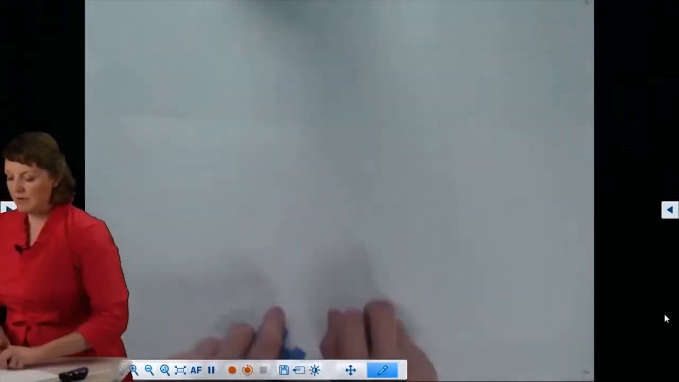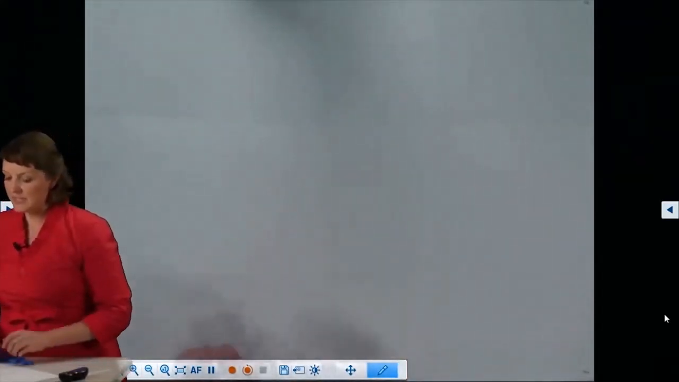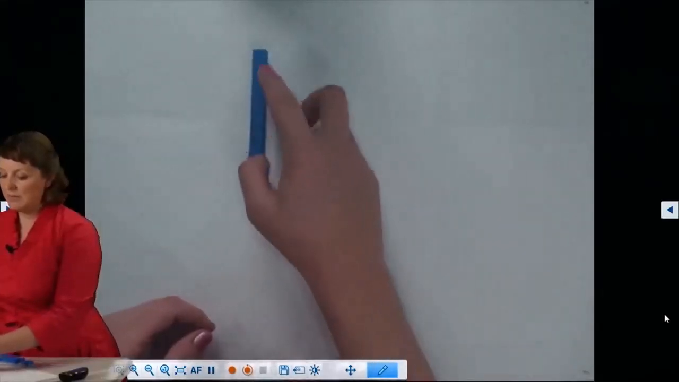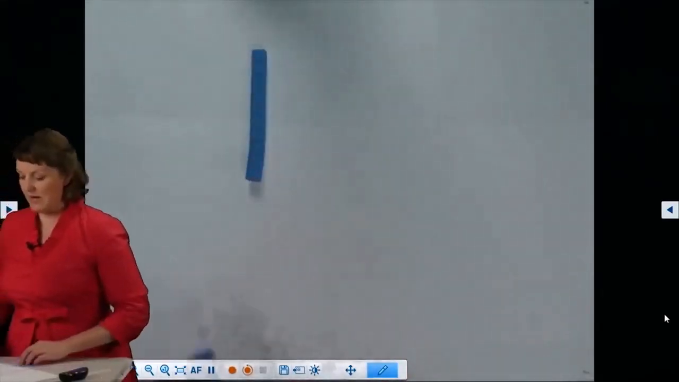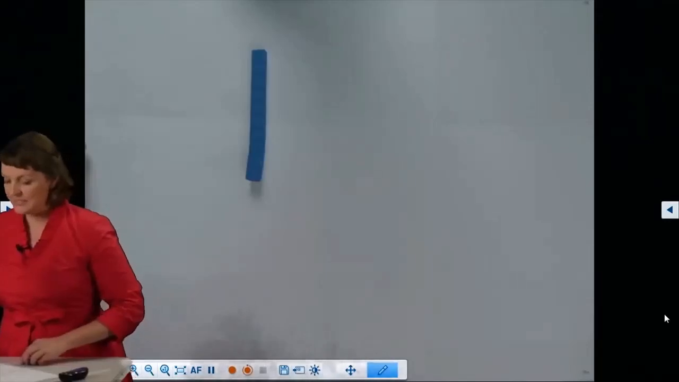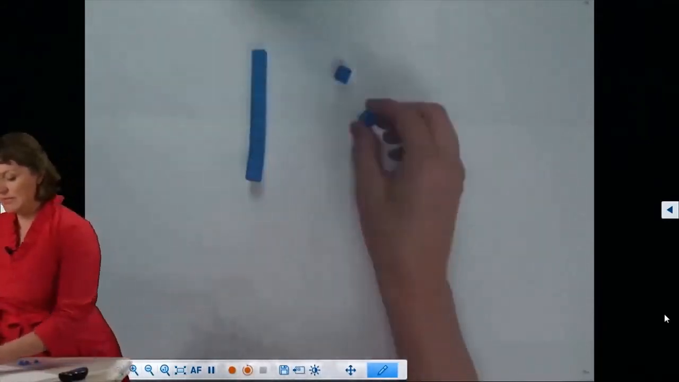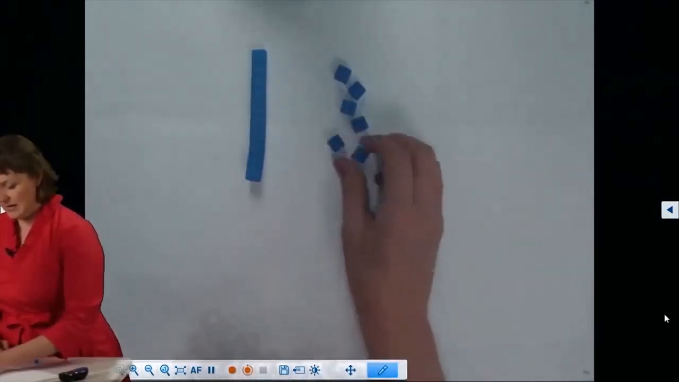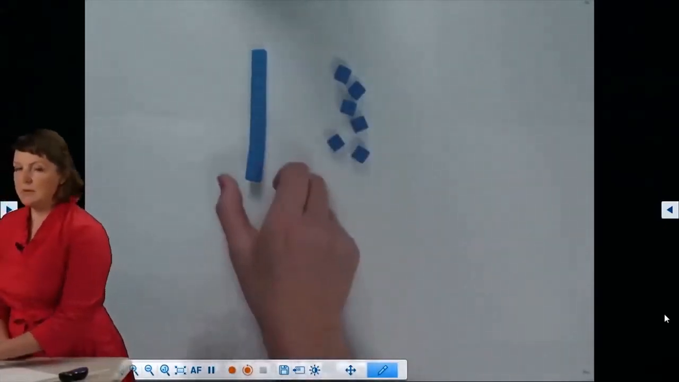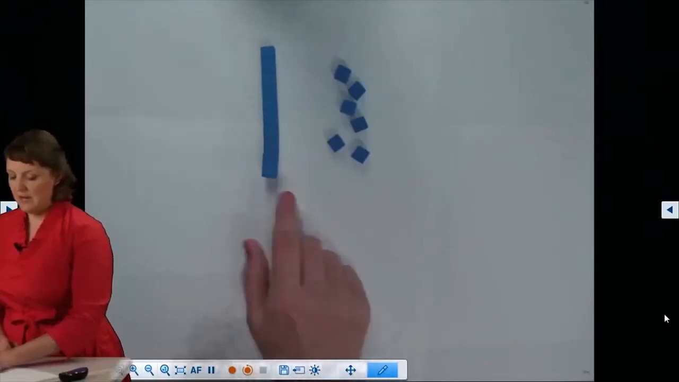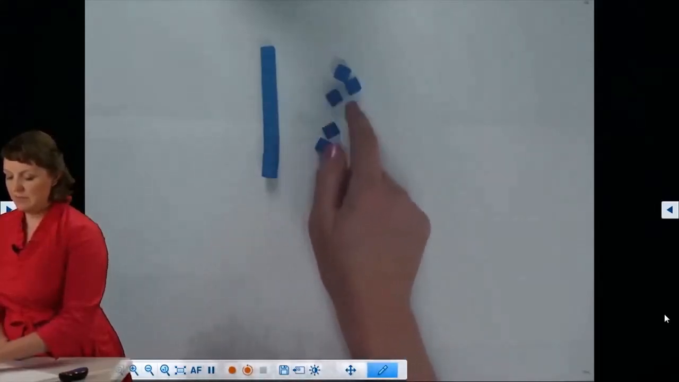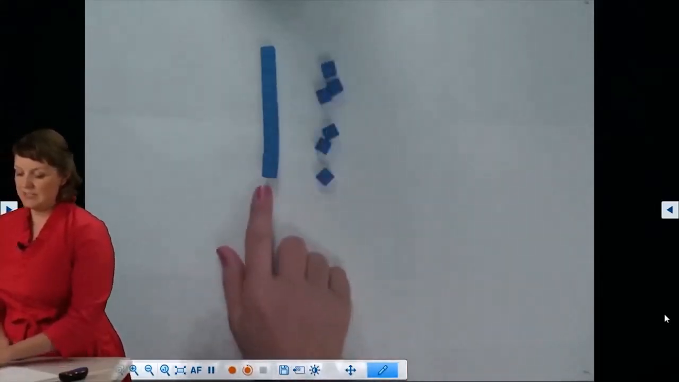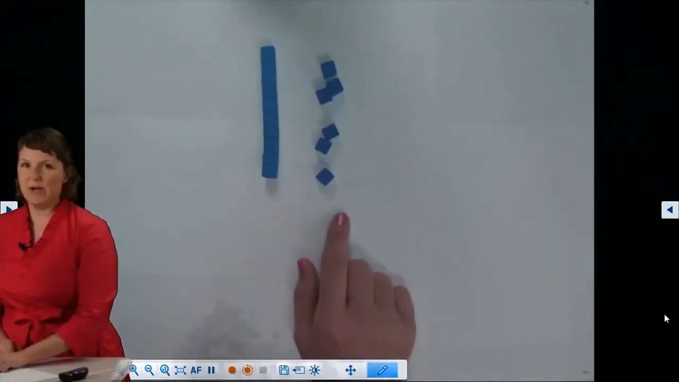So let's go back to our number. Our number was 16. So 16 has one 10 in it, so I would put one 10 rod right there. And then 16 has 6 ones, so I'll place 6 ones to the right of my tens. So here I have 10, 11, 12, 13, 14, 15, 16. 16 is 1 ten and 6 ones.